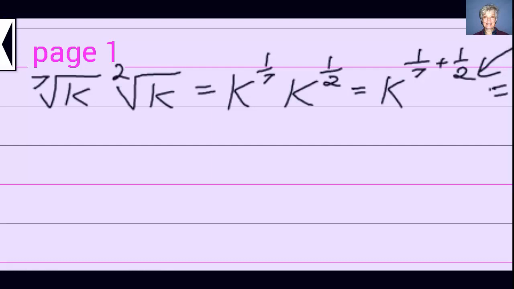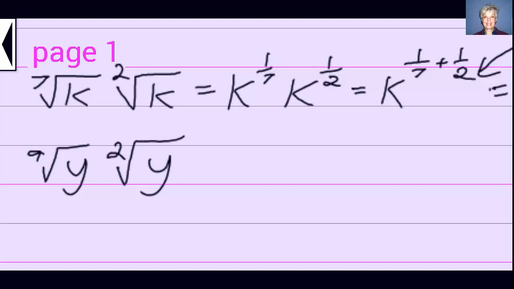Now let's try another one that's very similar. How about this one? We'll have the 9th root of k times the square root of k. So once again, we'll use the invisible 2 index. We'll multiply using rational exponents. K to the 1/9 times k to the 1/2 power.